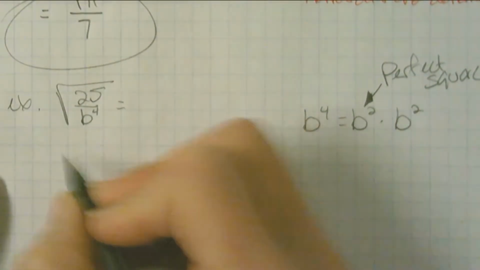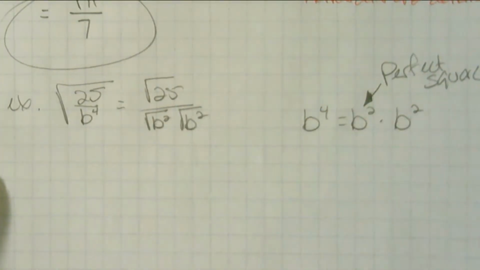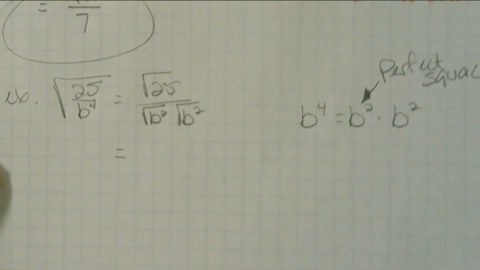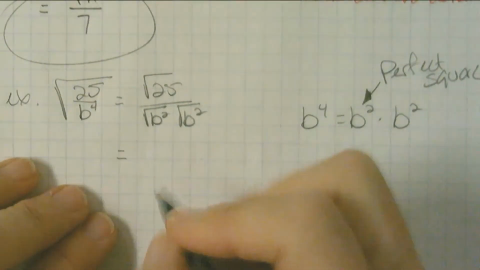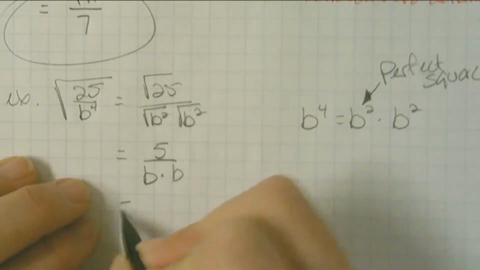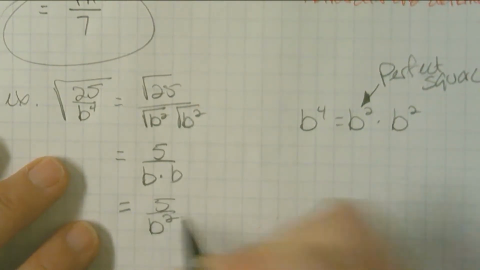So I'm going to rewrite this as the square root of 25 over the square root of b squared times the square root of b squared. Now simplify. What's the square root of 25? Sam? 5. What's the square root of b squared again, Sam? b. I have 2 of those. So what's my final answer? 5 over b squared.